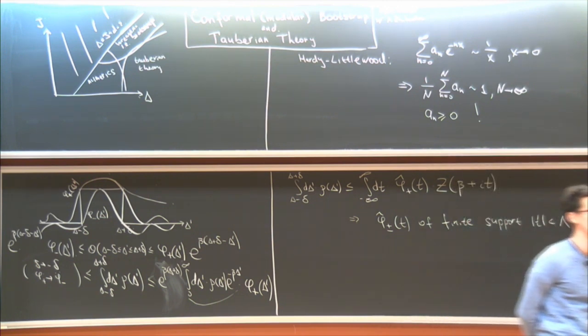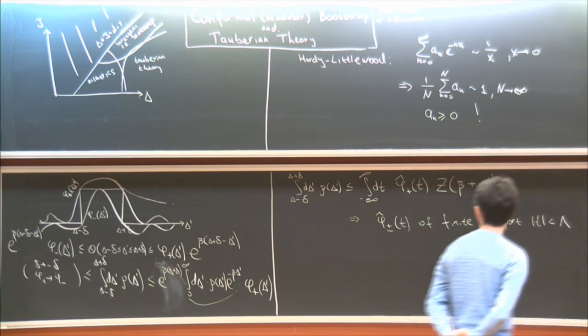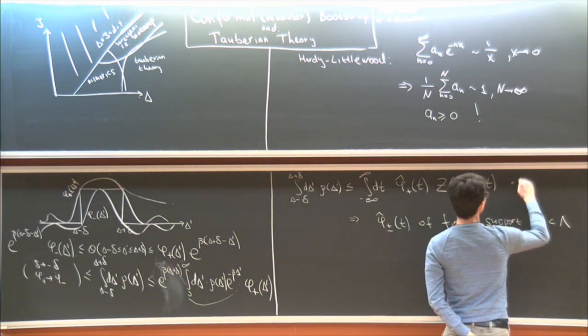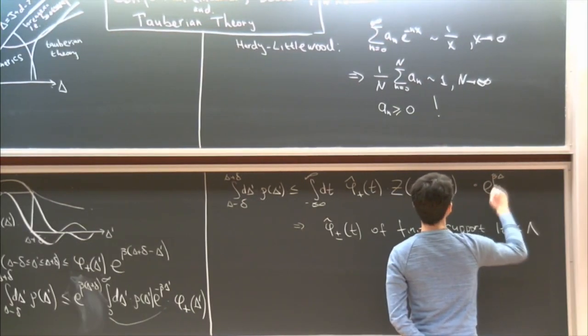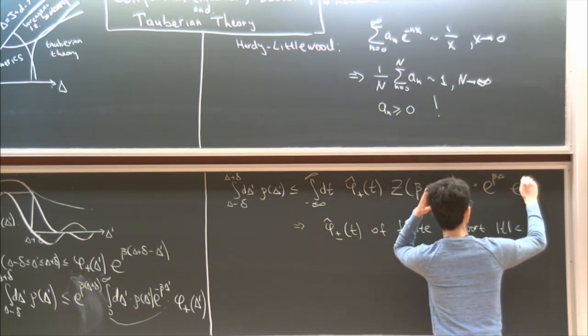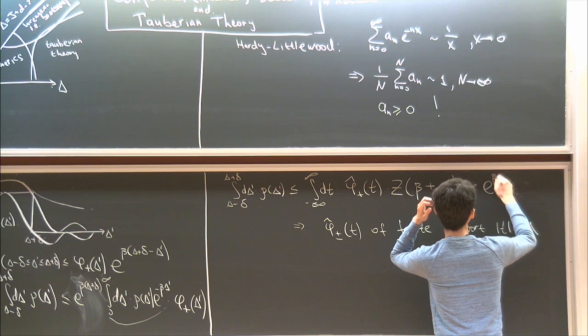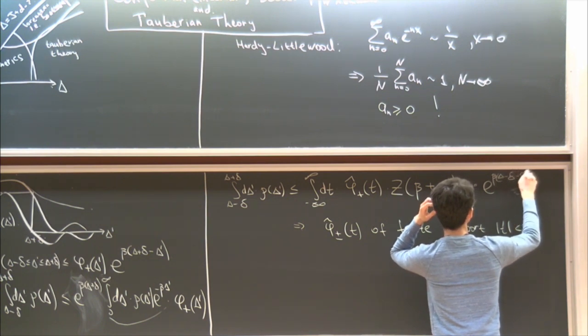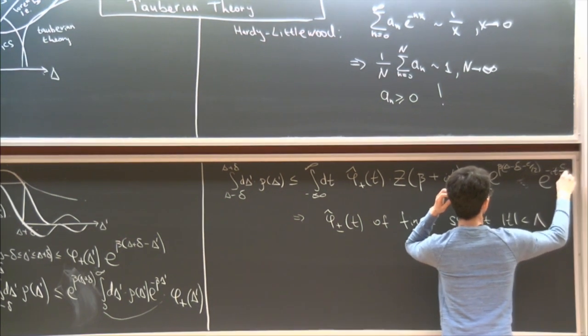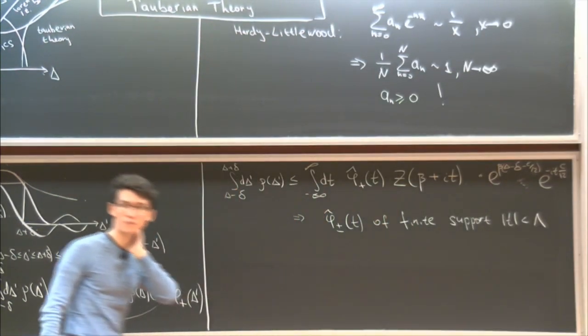Excuse me? Yes, that's right, sorry, yeah. There's an extra factor, beta delta, and there's some factors from the Casimir. From the shift of Casimir, minus delta minus c over 12, and there's a minus it c over 12. Yeah, there's some factors like that.